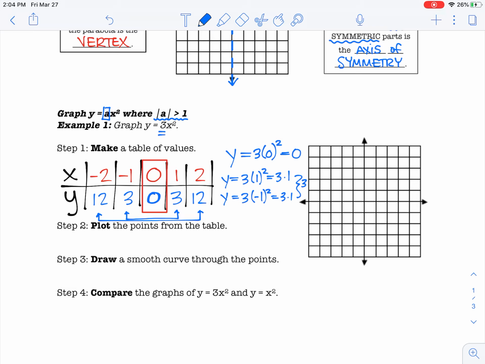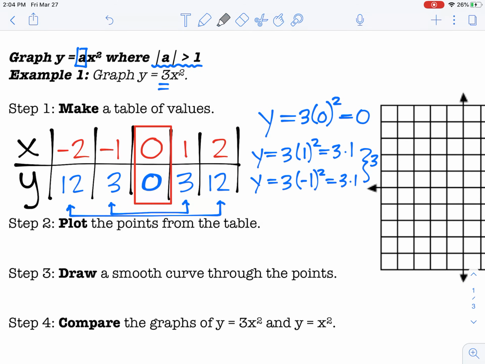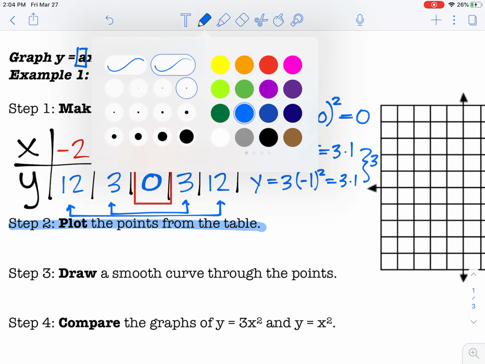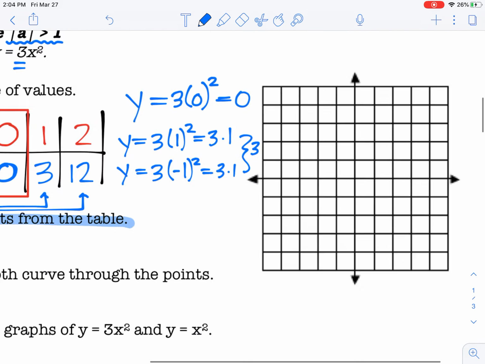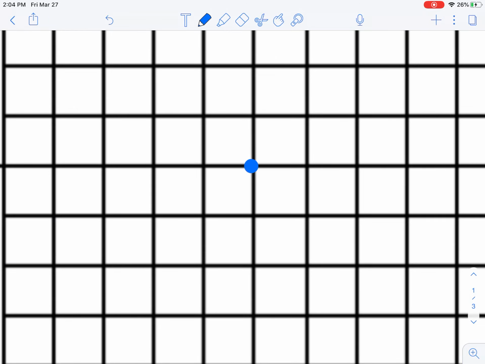All right, so that's step 1. We're going to make a table of values. I know the end goal is to see what the 3 did to the graph in comparison to our parent function, but we first got to get a graph down so that we can kind of look at how that looks. So once we have our points, step 2 is just to plot those. If you get points that don't fit, don't worry about adjusting your graph. As long as you have the vertex and at least one other pair of points, you should be good to go. So our vertex is right here at our origin.